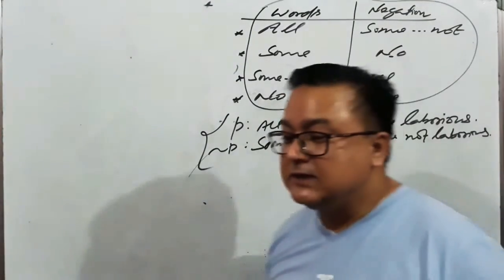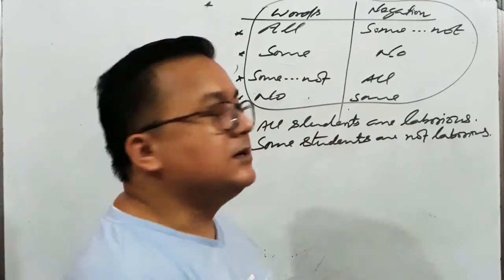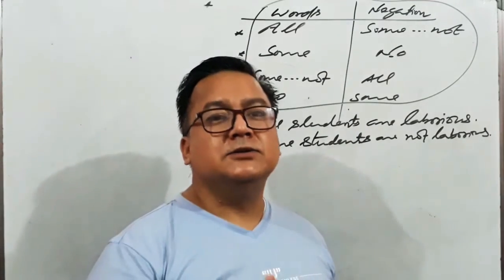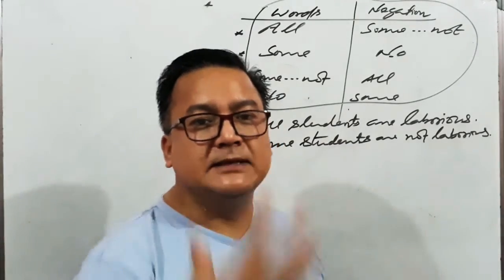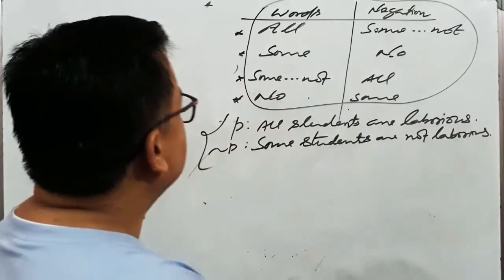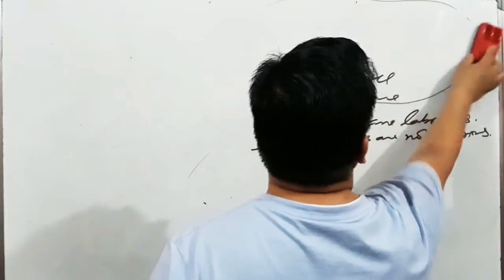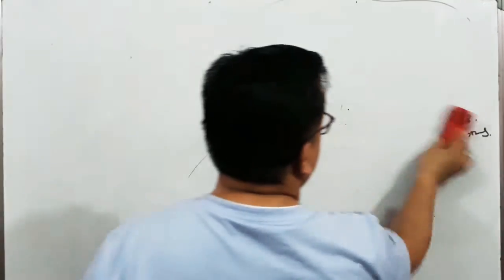If no students is laborious, then you need to say some students are laborious, right? I've repeated that two times, so it's clear now. Negation. Now how to make it? So negation of a compound statement.